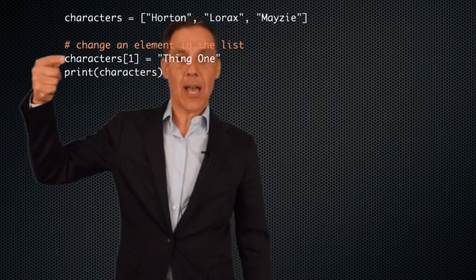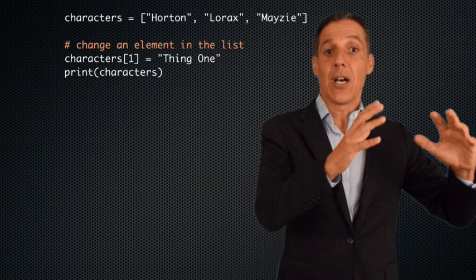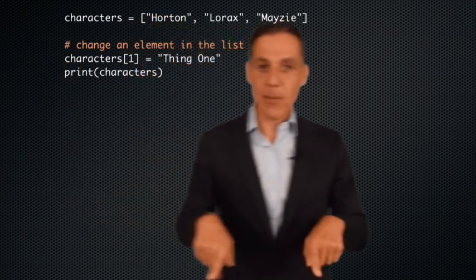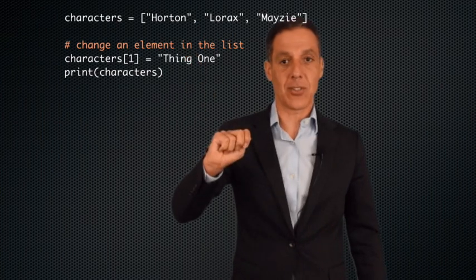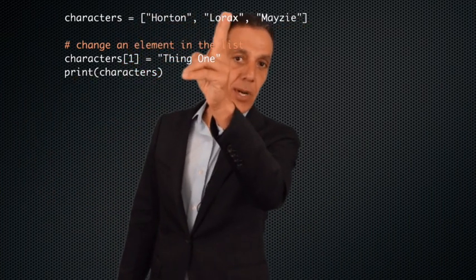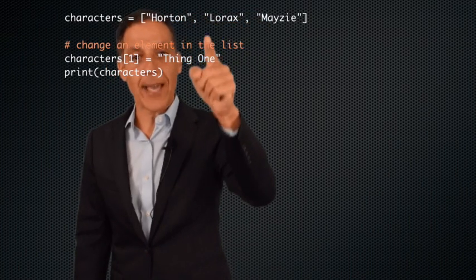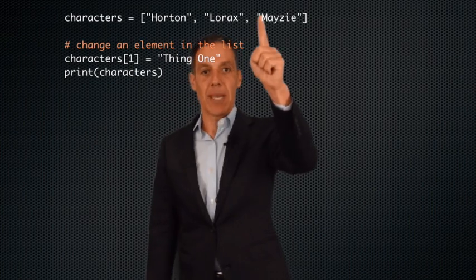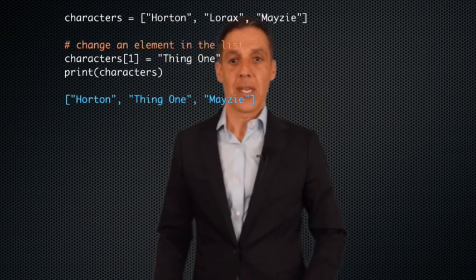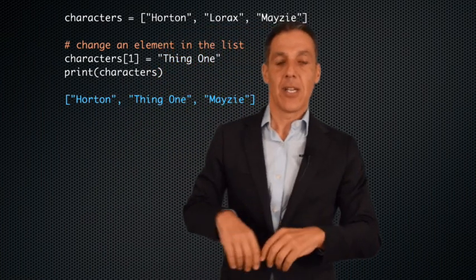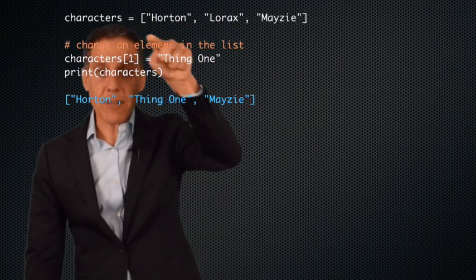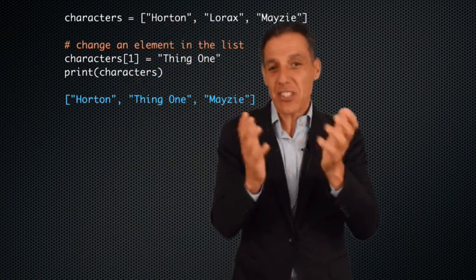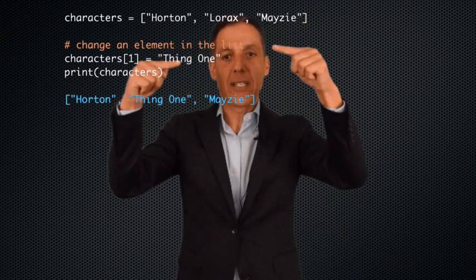So here, what am I doing? I've got now characters sub 1, not on the right-hand side of an assignment operator or a print statement, but on the left-hand side. What is it doing on the left-hand side? It's an assignment operator. In the same way if I had said x is equal to this. So characters sub 1 now reaches into that position right there and says, please reassign for me Lorax to thing 1. And now, when I print characters, what do I get? Well, that position hasn't changed, Horton. Maisie hasn't changed, but Lorax has changed to thing 1. And so now my list contains Horton, thing 1, and Maisie. So not only can I create a list, not only can I access it, I can modify individual elements in exactly the way you would expect it to. Characters square bracket, number square bracket is, think of it as just a variable. You're just accessing the variable that is embedded within this list.